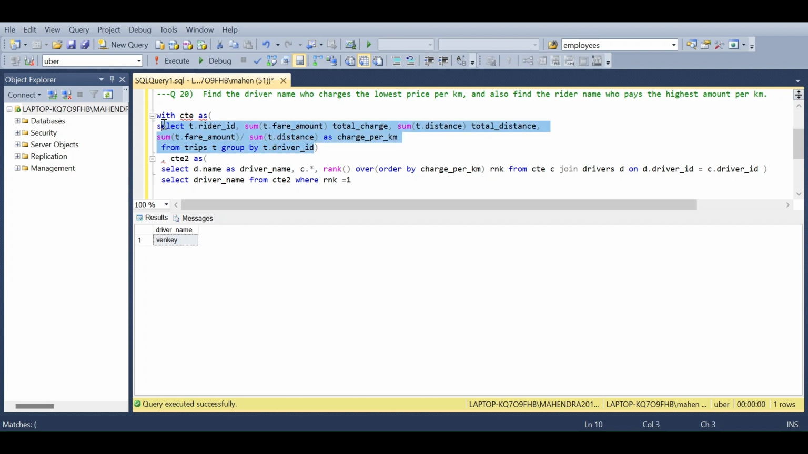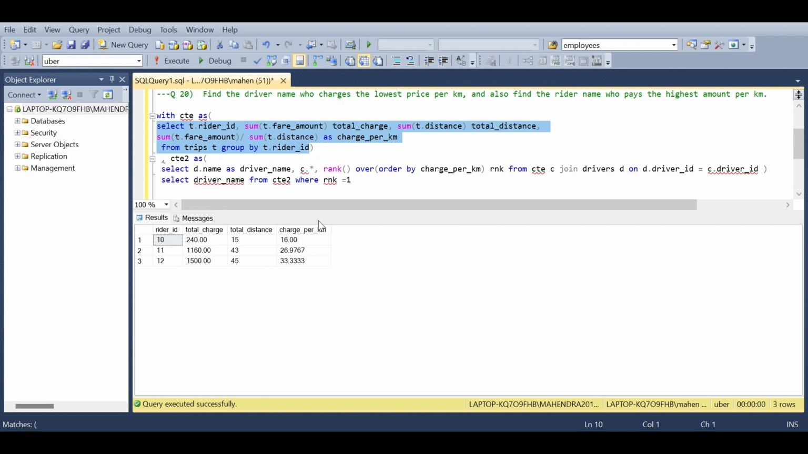Now if you see here, we need to group by rider id, right? Because in place of driver we use rider. Now if we execute this one, you can see here we are getting rider id, for each rider id the total charge that he has paid and the total distance that he traveled. And this is the amount that he is paying per each kilometer. These particular riders are paying for each kilometer.